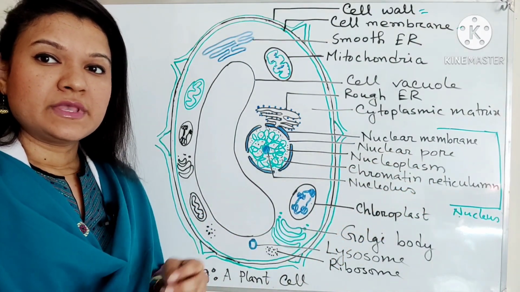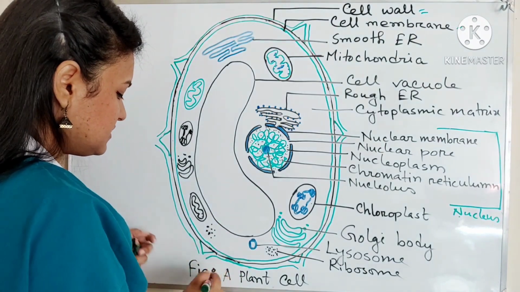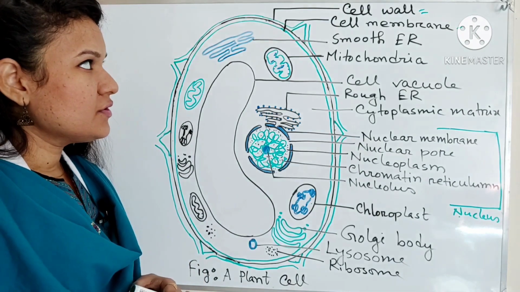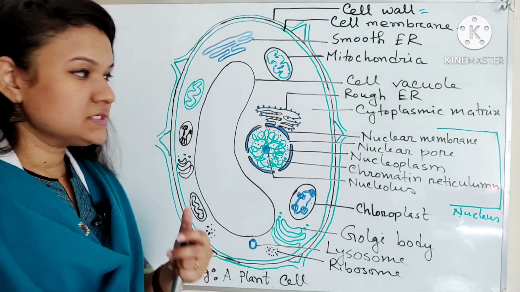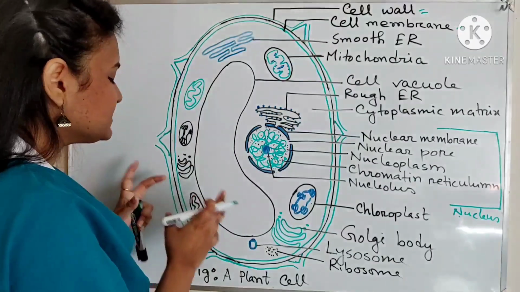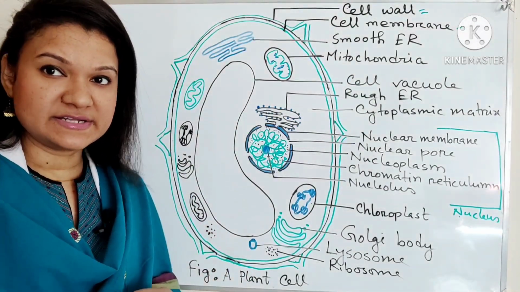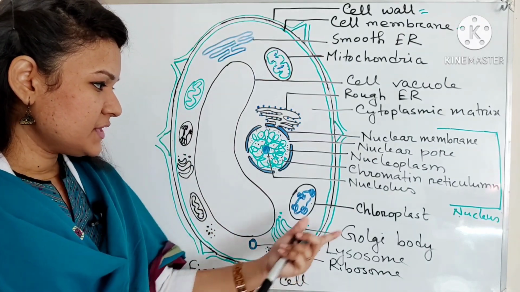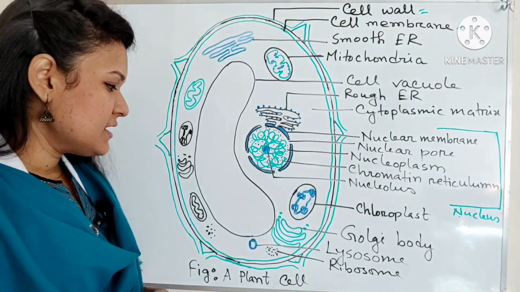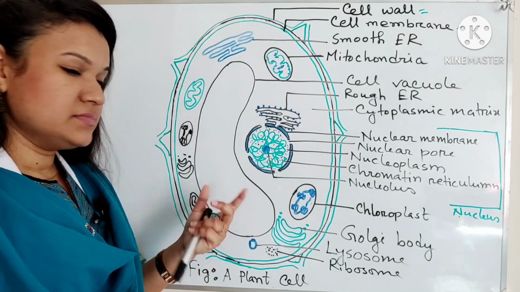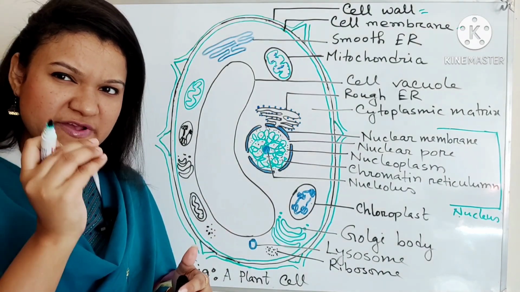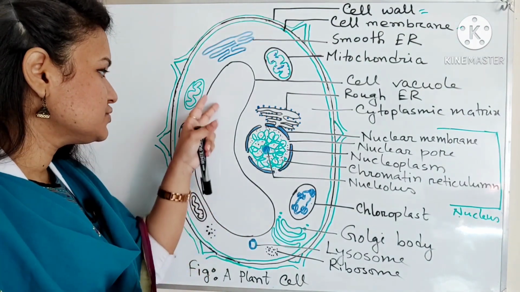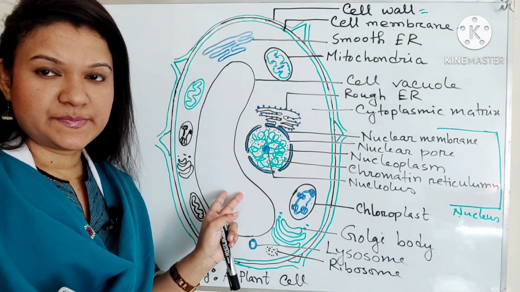So this is the figure of a typical plant cell. I hope you understand what the organelles of a plant cell are. In the animal cell, cell wall is not present, and chloroplast is also not present, and the cell vacuole in animal cell is very small, but in plant cell the vacuole is very large.